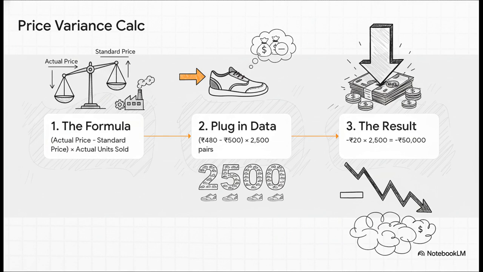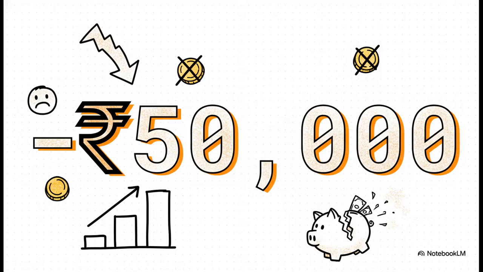Here, the actual selling price was 480 rupees, but the budget was 500. So that's a 20 rupee drop per pair. You multiply that by the 2,500 pairs they sold, and the impact is, well, it's pretty big. A negative 50,000 rupees. Whoa, that is an adverse variance. The decision to cut the price actually cost the business 50 grand in potential revenue. And that just raises a massive question.